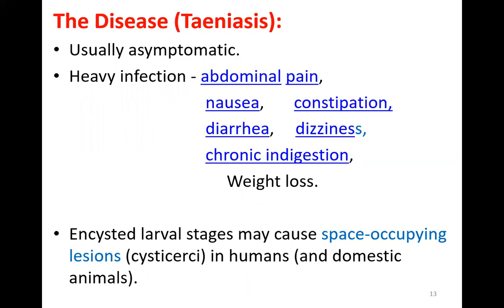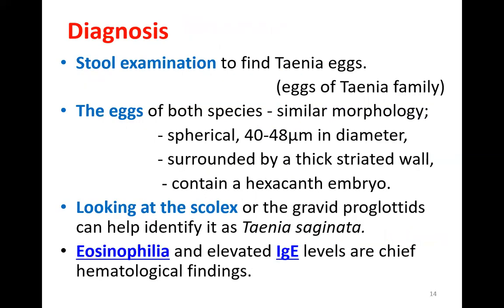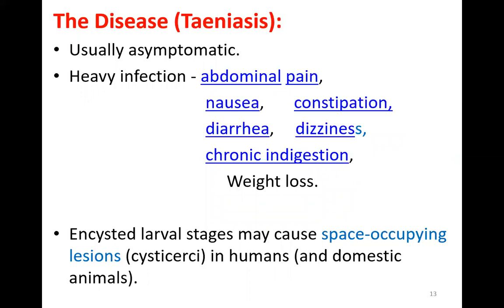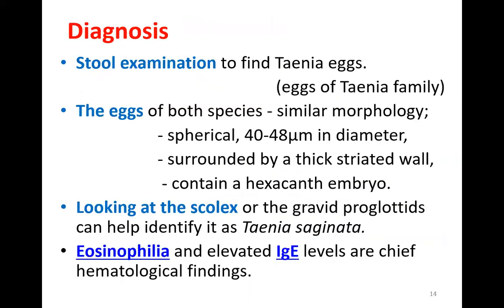The encysted larval stages may cause space-occupying lesions in human beings and also in domestic animals. That is, in human beings, apart from the symptoms produced due to the presence of the parasite in the intestine, there may also be baby parasites, that is cysticerci, encysted within different organs of the body, like the liver and lung. In this way, they can produce space-occupying lesions there.